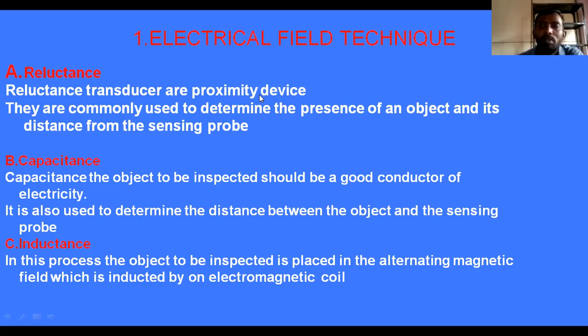They are commonly used to determine the presence of an object and its distance from the sensing probes. In testing, the presence of the object is very important. Why? Because it is a non-contact method. In a non-contact method, the presence of the object is very important, because based on it the machine shows the quality of the object, and also its distance from the sensing probe.